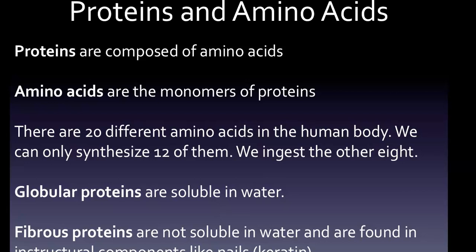Monosaccharides are carbohydrates composed of simple sugar ring monomers. When 2 monosaccharides undergo dehydration synthesis, they form a disaccharide. Amino acids are linked by a peptide bond that forms with the removal of a water molecule from the carboxyl and amino groups. Amino acids are the building blocks of proteins. There are 20 different amino acids that are in the human body. We can only synthesize 12 of them while we ingest the other 8.